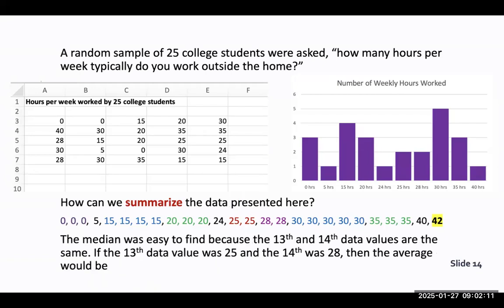So in this particular example, the median was easy to find because the 13th data value and the 14th data value are the same. But let's say that the 13th data value was 25 and the 14th data value was 28. What we would do is take the 25 and the 28, add them together and divide by 2, and that would be 26.5. So that would be the new median. That's if the 13th data value was 25 and the 14th was 28.